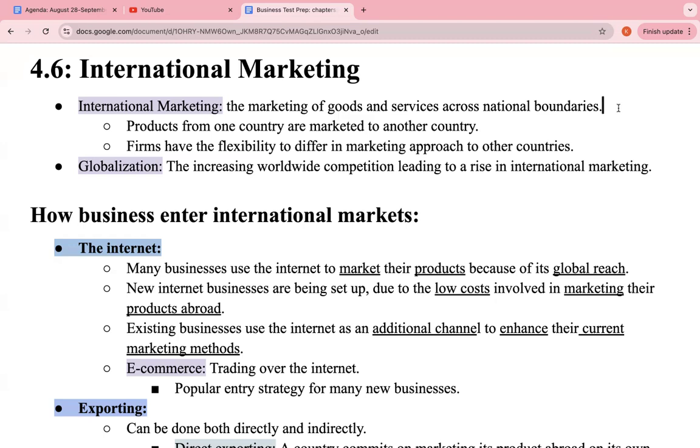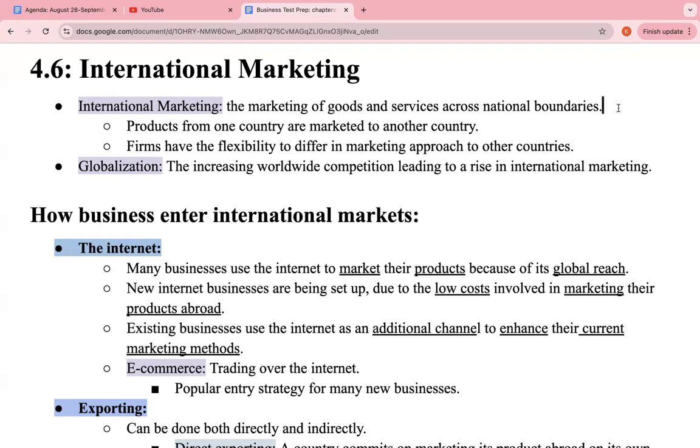The second thing is that firms have the flexibility to differ in marketing approach to other countries. We learned in section 4.1 that we have demographics, different ages, different genders, and in this case, the demographic is different cultures. So we need to use different approaches. For example, you can't market the same product in the same way to American culture and Japanese culture because they have different values, different ethics, different thought processes, different ideology. So it really depends on your demographic.